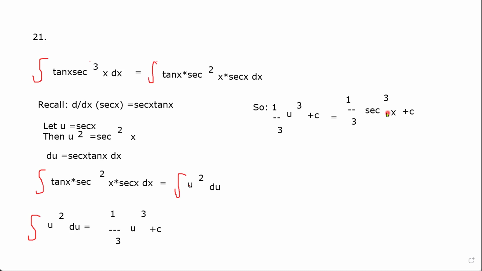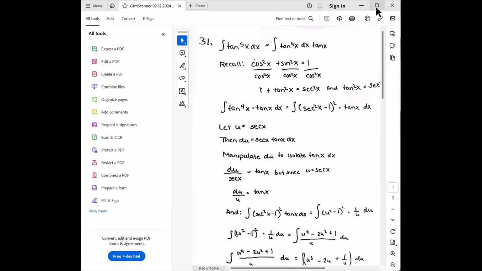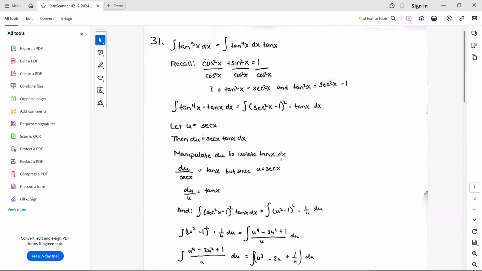Now, the other two are more difficult and require more manipulation of this du. You'll see that in just a moment. Let me share this screen with you and pull it over. I'm going to make sure that I'm sharing the right screen before I record.